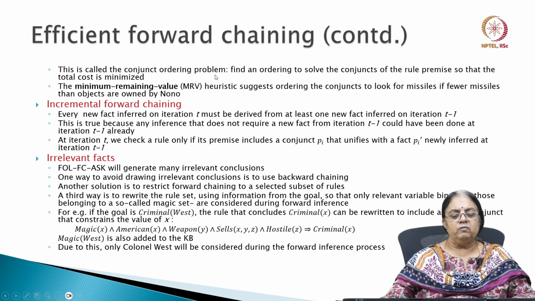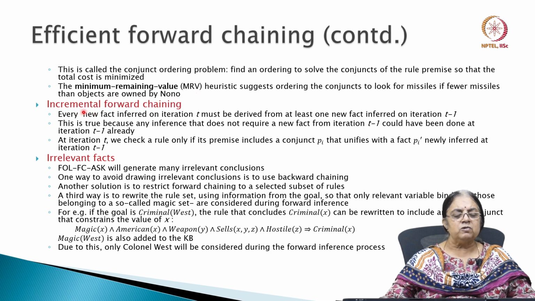Whether you do A and B first or you do B and then A, it doesn't make any difference to the result. So you find an ordering of these, and once you find an ordering, you can proceed according to it. That way you can increase the speed and minimize the cost. This is called the minimum remaining value heuristic, which suggests ordering the conjuncts to look for missiles if fewer missiles than objects are owned by Nono. So that is one method of speeding it up.